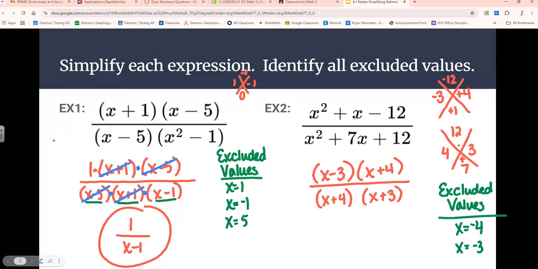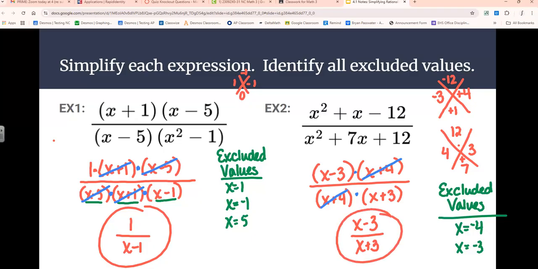So now we are ready to cancel. If something is multiplied on top and bottom, then I can cancel it out, like that. So I will get x minus 3 over x plus 3. Those two can't cancel because they're not the same. Even though they have the same numbers, the signs and everything have to match. So this would be our answer.